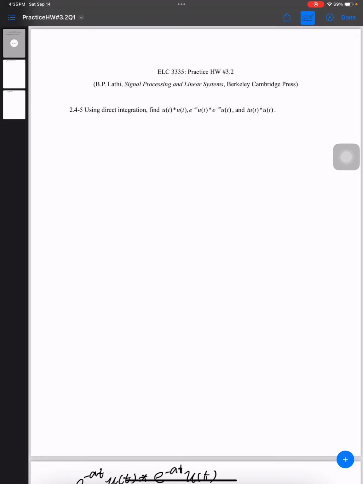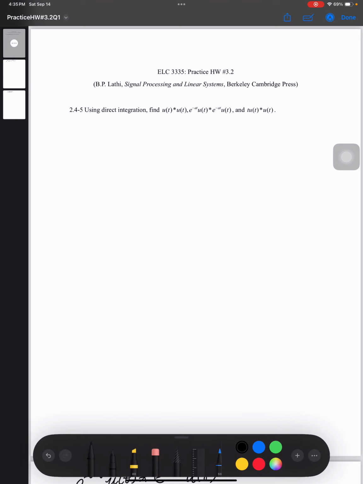This is the Signals and Systems Practice Homework 3.2, Question 1. Using direct integration, find the three convolutions. The first one is the convolution of u(t) with another u(t). Based on the definition, it is the integral of u(tau) times u(t minus tau) d tau.